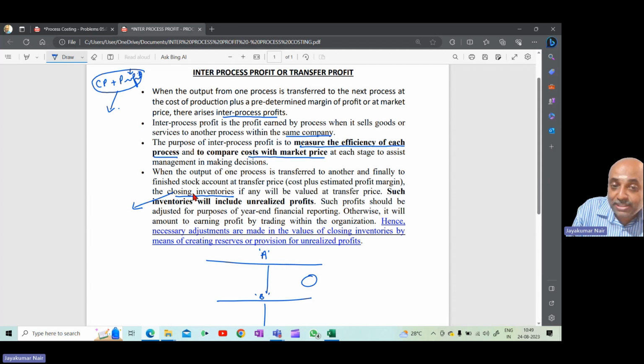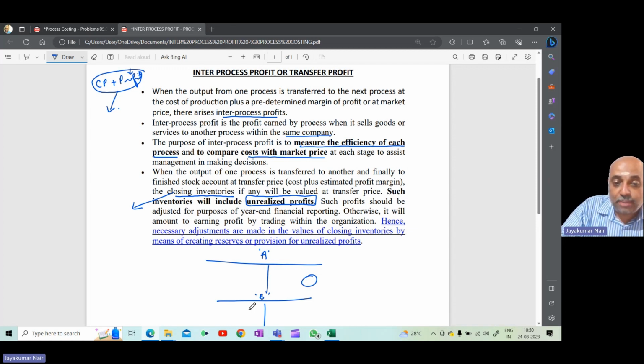Therefore, here what happens is you have added some amount of profit and that profit is not realized. So when you want to prepare the final accounts, you have to exclude the profit which is included in the inventory. So there is an item called unrealized profit, which is included in the inventories. Unrealized profit has to be excluded and we have to take the cost while preparing the financial statements. Okay, so this is just some information about theory.